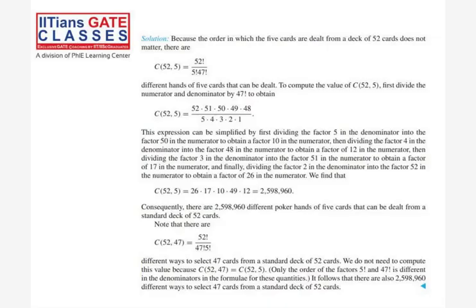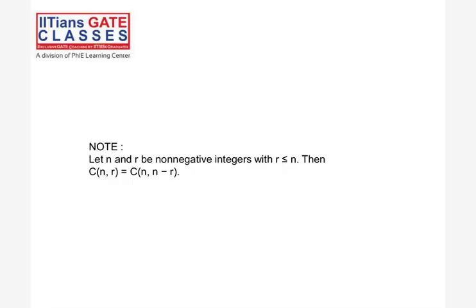Now let's move on. So this is the solution. You can refer to this solution. Now note that this is the formula that we have already discussed, nCr. So remember one thing. We can write nCr in this way also. Similarly we can also write it like this, C(n, r).